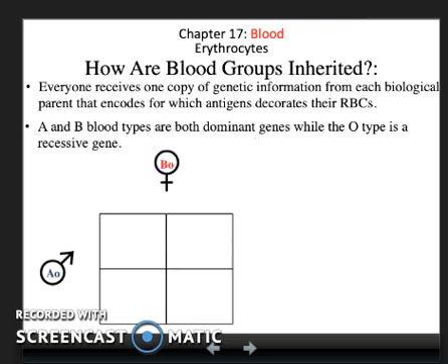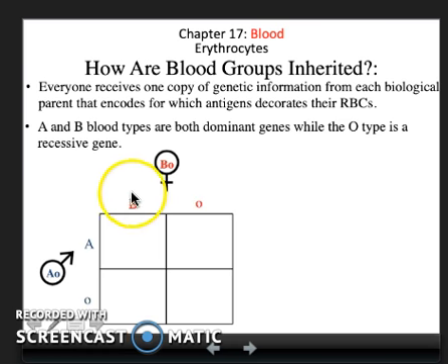So what that means is that everyone receives a copy of the genetic information from each biological parent that is going to encode for which antigens actually decorate their red blood cells. So that our genes are going to determine what sugar coating we have. A and B blood types are both dominant genes, while O type is a recessive gene. So I set up a basic Punnett square here. We have a biological mother here with B capital because it's dominant, O lowercase because it's recessive, and here's the biological father. A is capital because it's dominant, O is smaller because it's recessive.